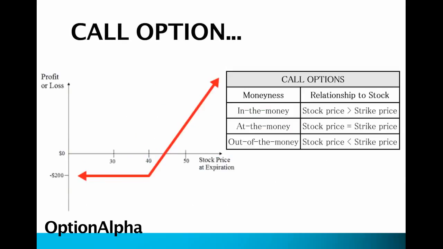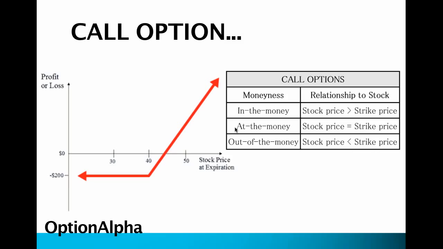So let's actually look at a call option as our base example here, and then we're going to look at a put option right after this. If you look at this call option here, you can see that we have a strike price of 40, and that's where the option pivots. When we look at our moneyness, in the money options are going to have a stock price that is greater than the strike price. So if the strike price is 40 and the stock price is 50, then that is going to be considered an in the money call.